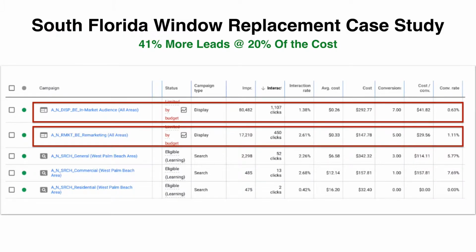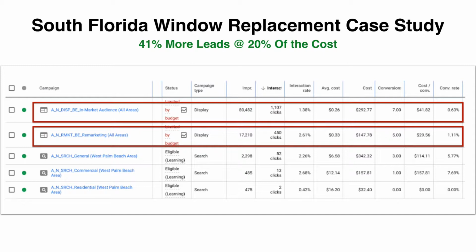Okay, so you guys can see here in the top right, 7 conversions, 5 conversions. And again, these are just leads that they're getting. And you guys can see the cost, all the way over towards the right, $41 and $29 a lead, versus if you go down a little bit, up to $157 for a single lead.